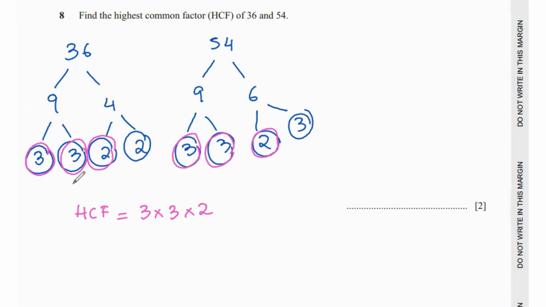You write the common numbers once, not twice. So there are 2, 3 common, so we just write once. Then there's another 3 common, so we write it once. And then we have 2's common, so we write them once. So that's 9 times 2, and that's 18. 18 is your highest common factor for 36 and 54.